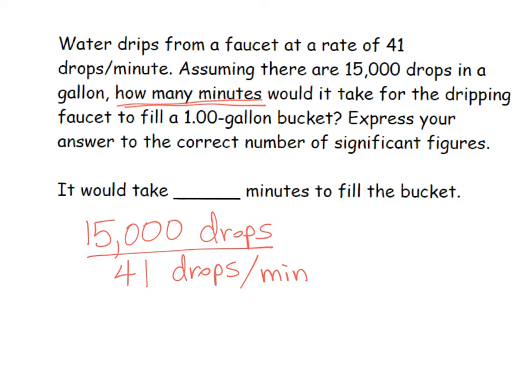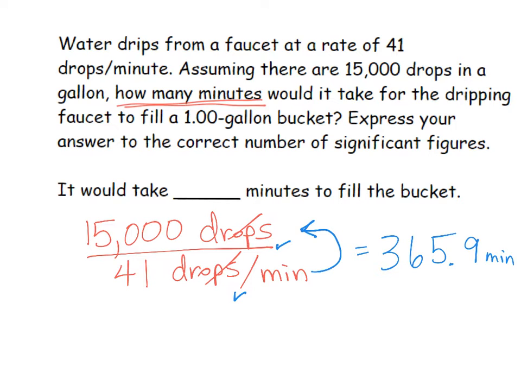So I want minutes. So my drops, the way I've set it up, they have canceled. I have minutes under 2 divisor lines. When that happens, the minutes comes back to the top. Okay? So 15,000, I'm going to take my calculator out now. I'm going to enter 15,000, hit the divide button, 41, equals, and I get 365.85, so I'm going to call that 0.9 minutes that it's going to take.